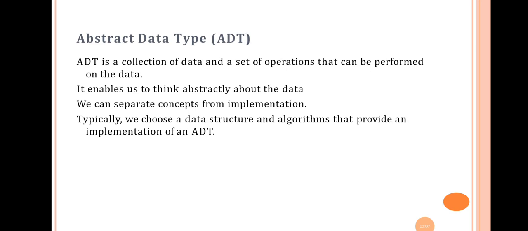First, abstract data type, also called ADT. ADT is a collection of data and set of operations that can be performed on the data. It enables us to think abstractly about the data. We can separate concepts from implementation. Typically, we choose a data structure and algorithms that provide an implementation of ADT, that is abstract data type.